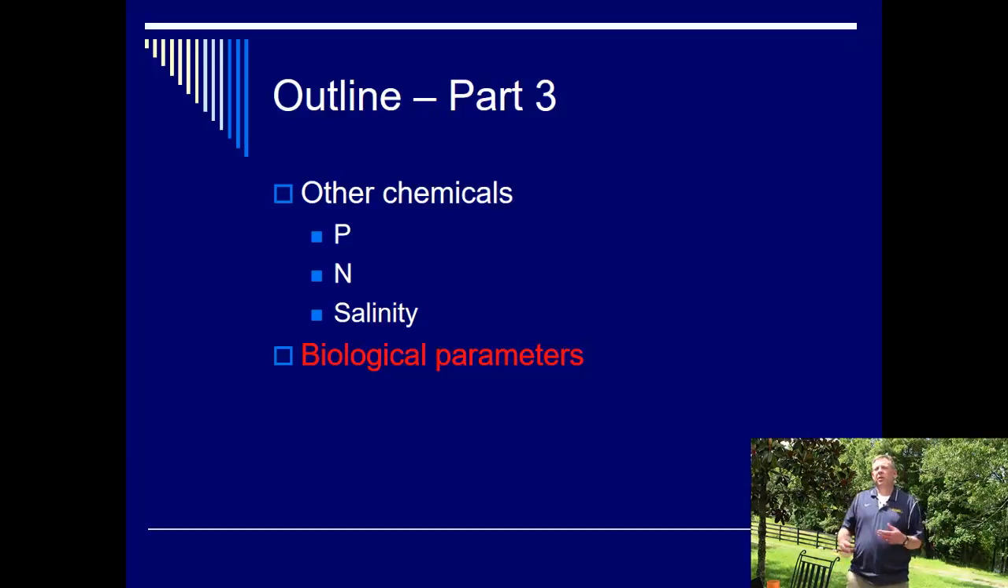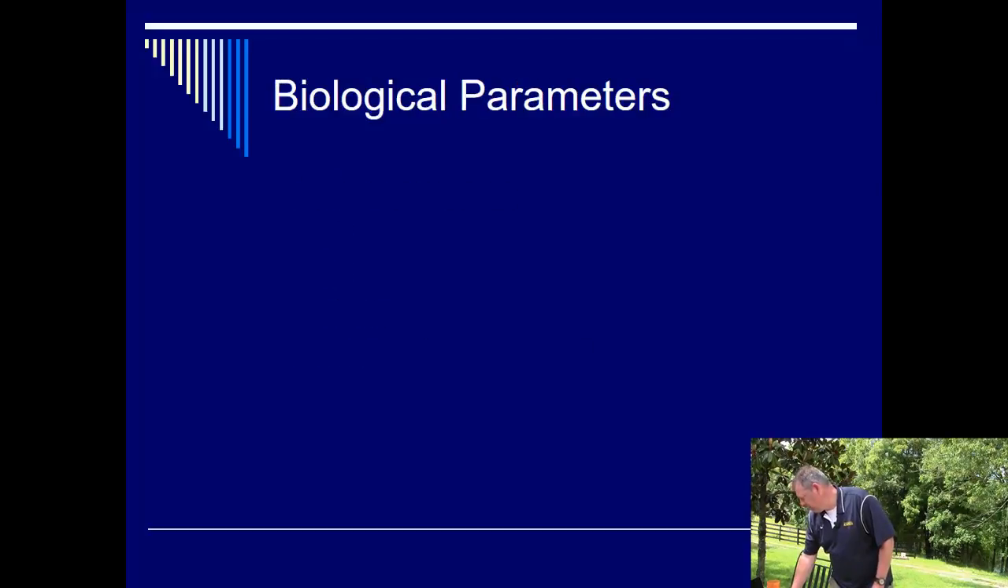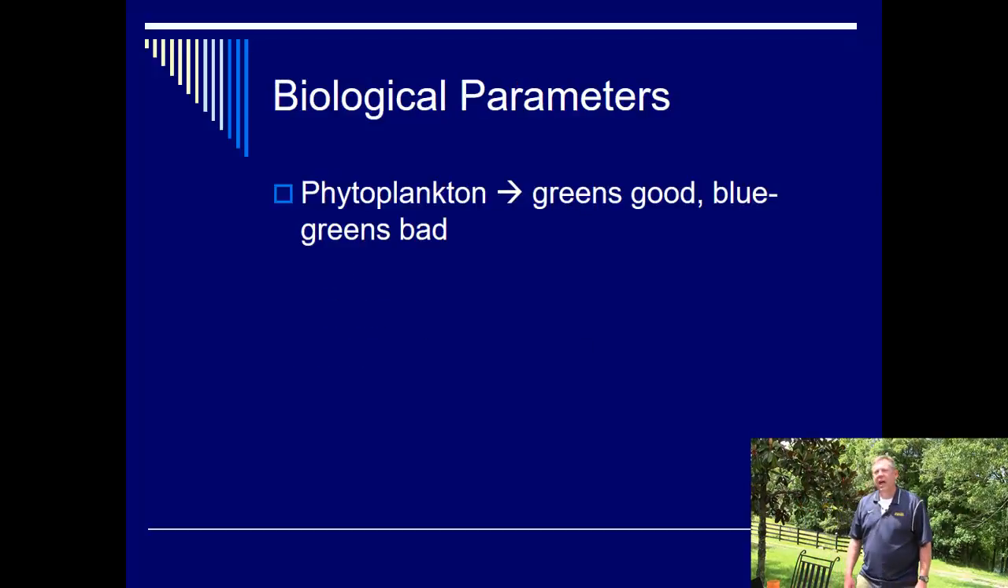Okay, last thing I want to do is super briefly just talk about some of the living things that fish depend upon. We've talked a lot about phytoplankton. We know why they're important from a photosynthesis and an oxygen production standpoint. Base of the food web. In general, the green algae are good, the blue-greens are bad. Well, the blue-greens aren't really algae, are they? They're cyanobacteria, first off.